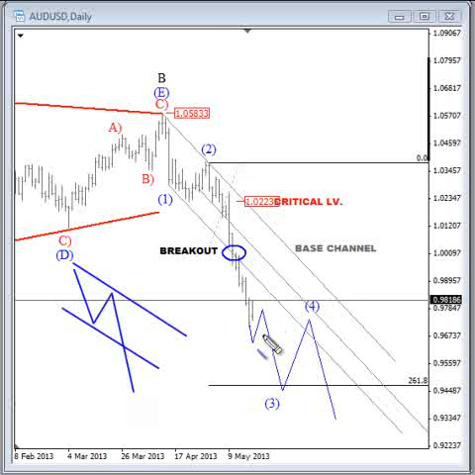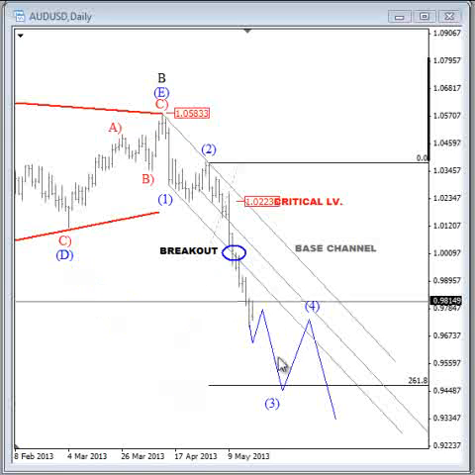Maybe now we are in the middle of a fourth wave, a sideways move, which is part of this wave 3. So I will be looking lower, and any pullbacks of course should prove corrective, and I will be trying to see a reversal from this base channel. So for now I'm bearish on Aussie dollar and expect more weakness. Ideally this wave 3 will extend to 261.8% compared to wave 1, measured from the wave 2 high.